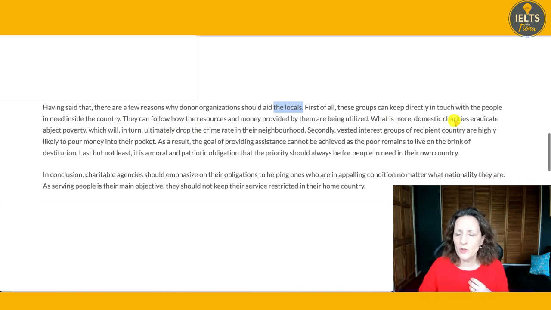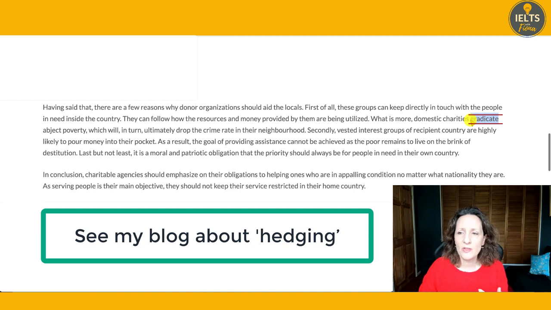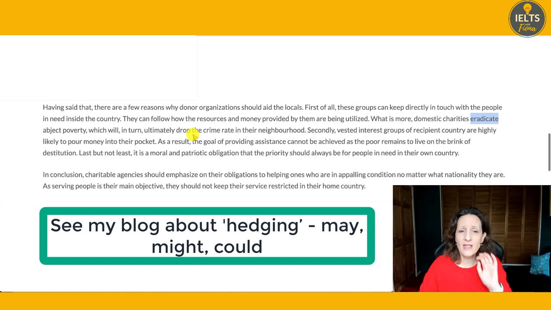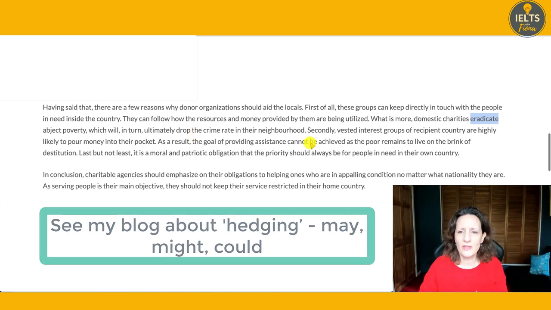Good. What is more, domestic charities eradicate abject poverty. Well, do they? In the UK, they certainly don't. You need to explain this a bit further or hedge. Say it may be possible that if the money is more focused on domestic charities, then poverty could be reduced. That's at best, which will in turn ultimately drop the crime rate in the neighbourhood. Seems quite a strange logical link that you completely eradicate poverty and drop the crime rate. It might affect the crime rate, but there seems to be a strange link between those.